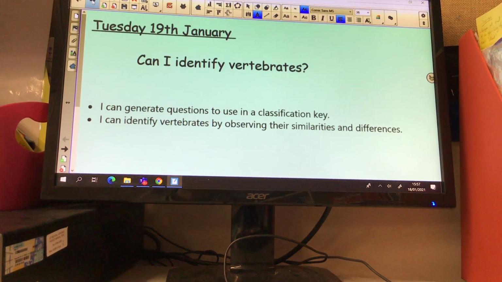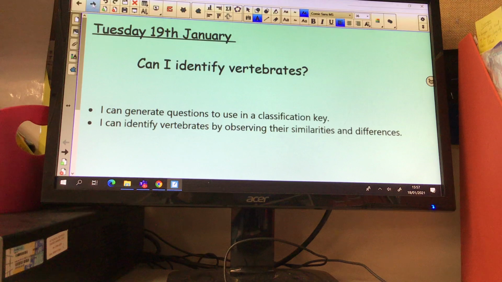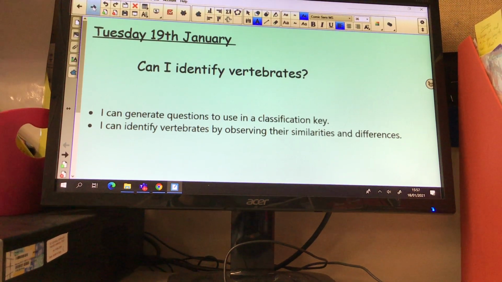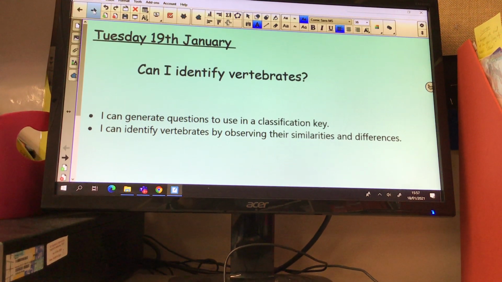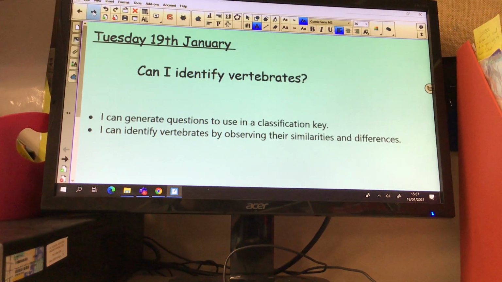So our key question today is, can I identify vertebrae? So we're going to generate questions using a classification key, which is similar to what we did last week. And we're going to identify vertebrae by observing their similarities and differences.